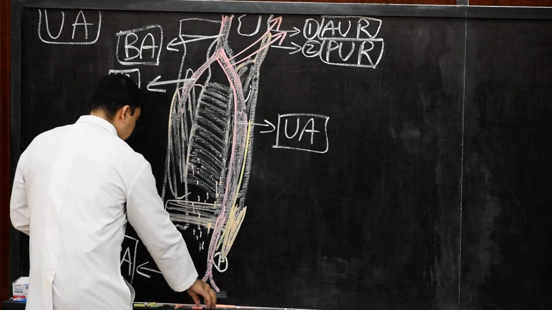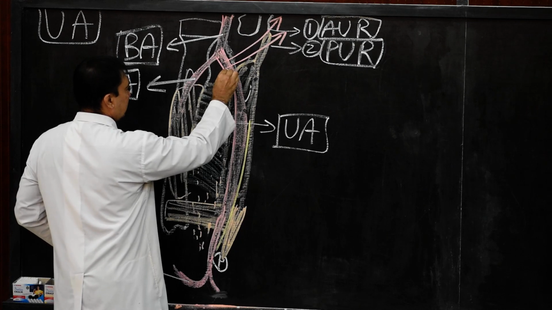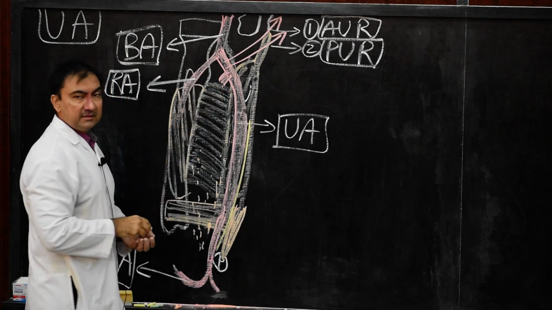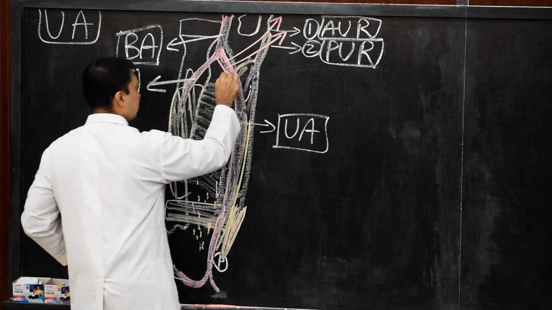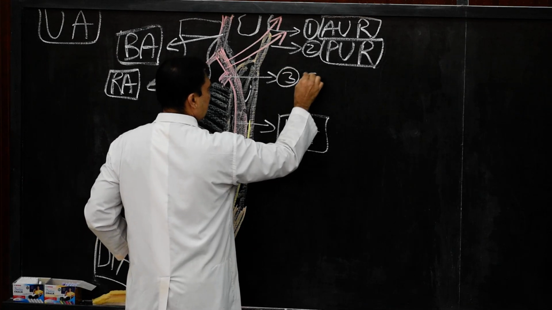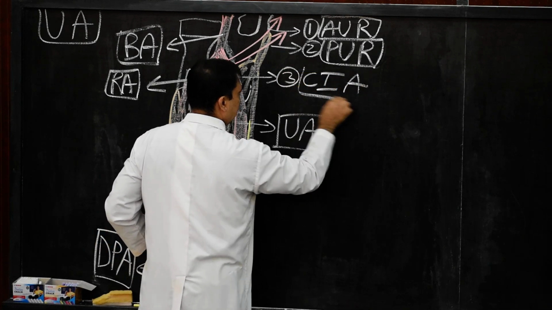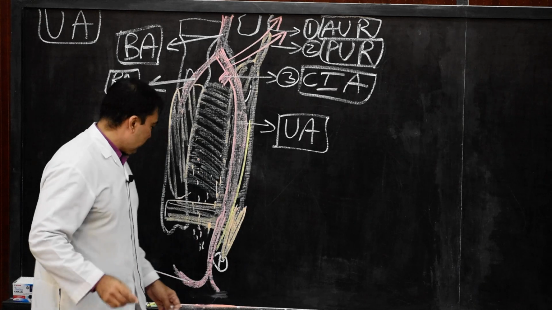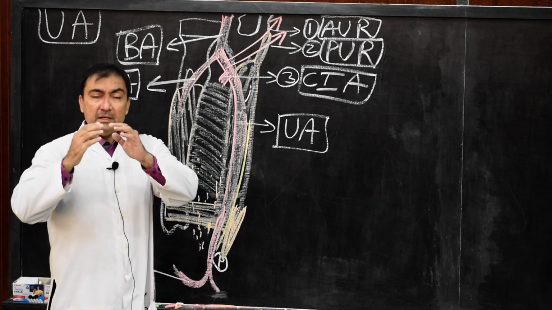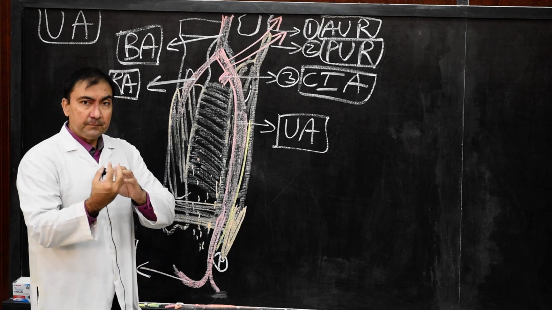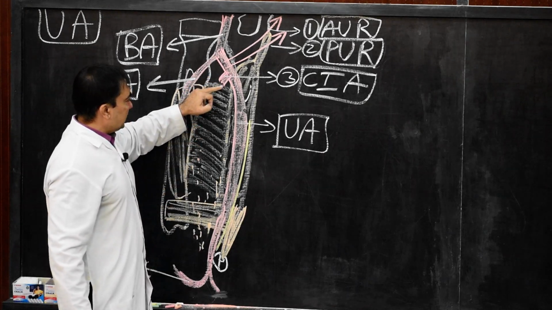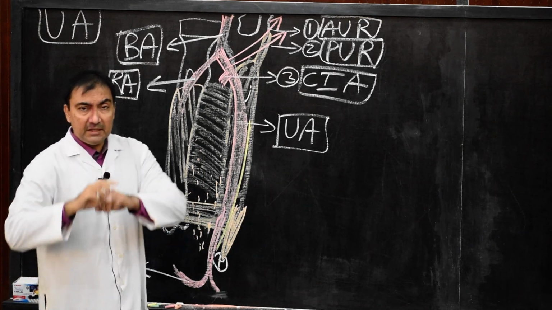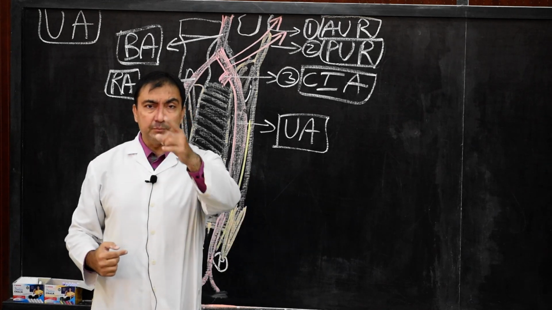Third branch, which is very interesting, I am showing it over here. This is the third branch, and the name of this third branch is common interosseous artery. So first let us name this as third branch, common interosseous artery. This is the third branch of ulnar artery. This common interosseous artery will be branching from ulnar artery just above the level of upper border of interosseous membrane. Immediately after branching, this common interosseous artery will divide into two branches, anterior interosseous artery and posterior interosseous artery.